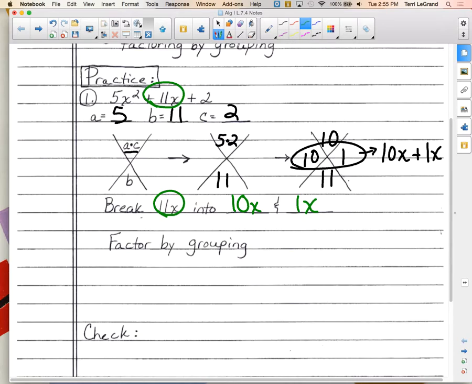So what we're going to do is write our polynomial, 5x squared plus 11x, but in place of the plus 11x, we're going to put plus 10x plus 1x. So this is taking the place of that 11x up there. And then we have our plus 2. So we just made our trinomial into a 4-term polynomial. So we have 5x squared, but instead of plus 11x, we have plus 10x plus 1x, and then plus 2.